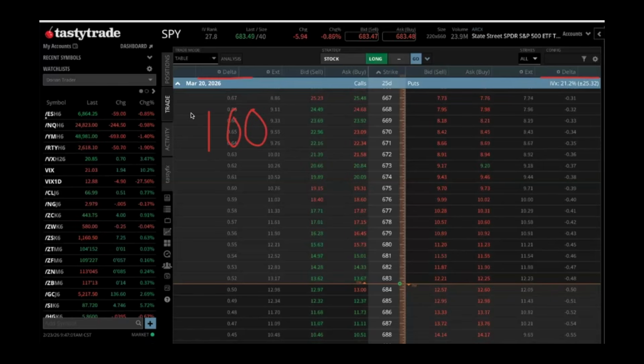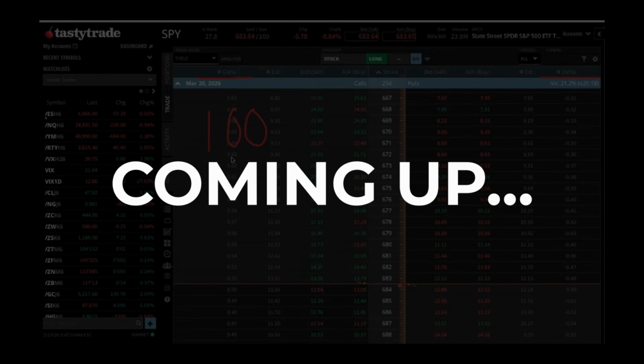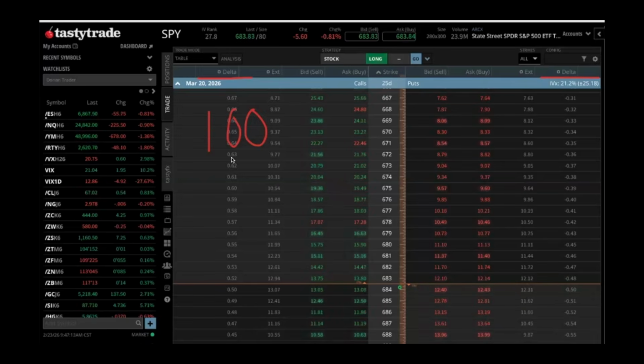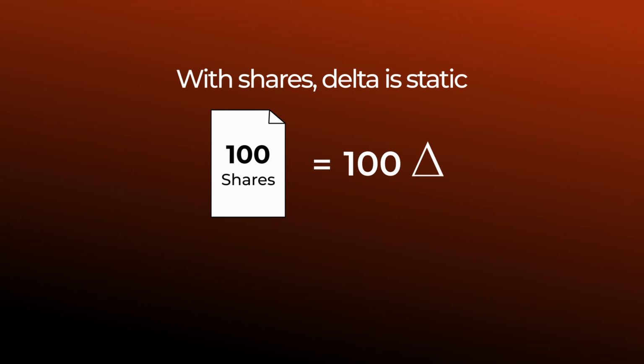Then that means you have 100 deltas. Every share that you own equals one delta. So if you had 100 shares, it would equal 100 deltas. And that does not change as long as you have 100 shares. It only changes if you increase or decrease the amount of shares you have. It's static. It stays the same into perpetuity until you change the amount of shares.